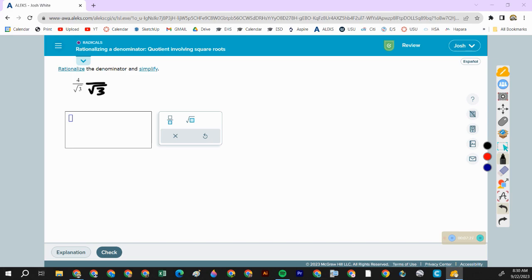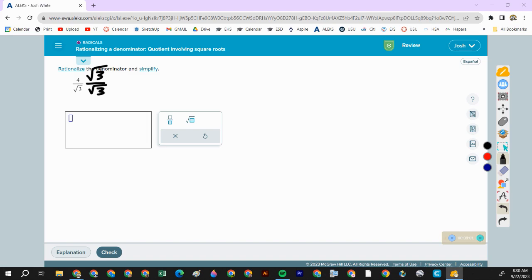Can I just randomly multiply the bottom by root 3? No. Is there a number I can multiply by without changing a fraction? If I multiply a fraction by 4, it's going to get bigger. So the only number you're allowed to multiply by without changing a number is the number 1. So I'm going to multiply this fraction by 1, but it's going to be a weird looking one. It's going to be this.